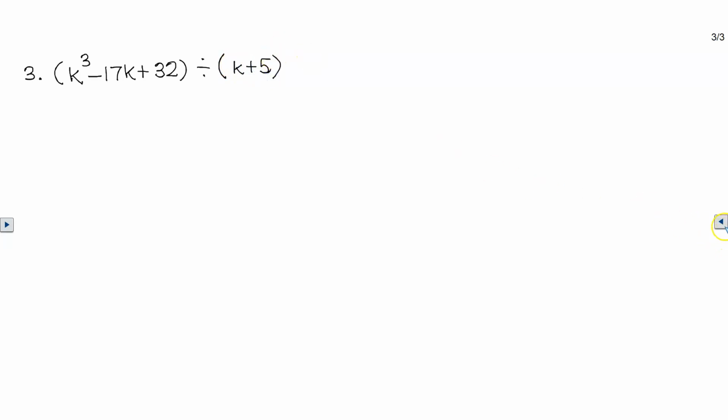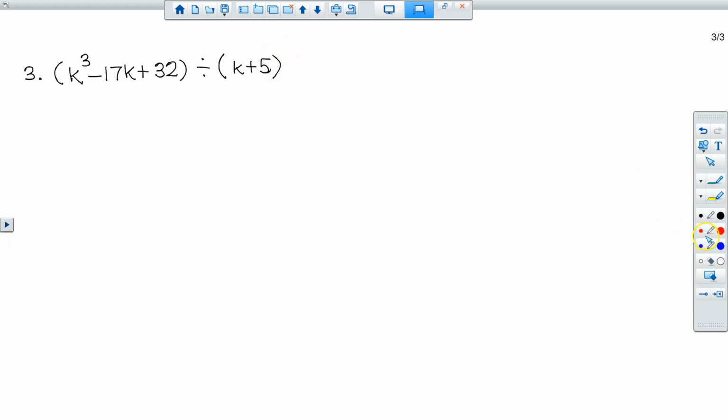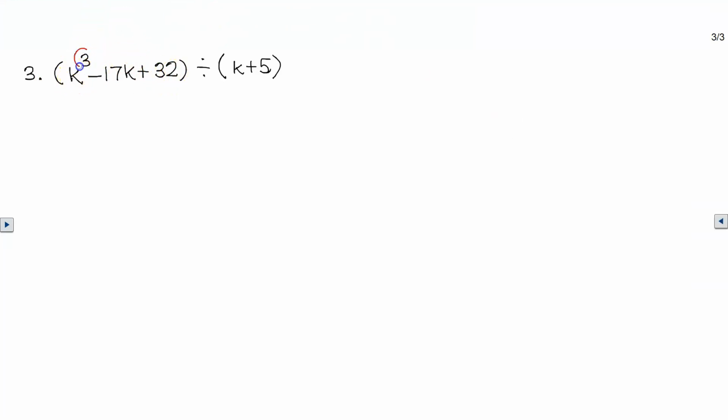Now, here's what I mean by missing powers. Look in your first set of parentheses. This thing starts out with k to the third power. All right, then we have minus 17k. Now when I see this k, I know that that's being raised to the first power. And then I have plus 32.